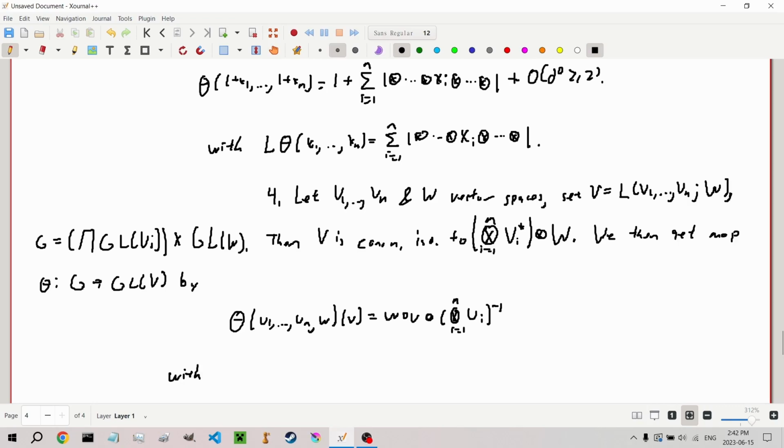With then L of theta of x1 through xn and z of y being z composed with y minus the sum from 1 to n of y composed with the tensor of 1 in all of our indices except for the ith component, being xi.